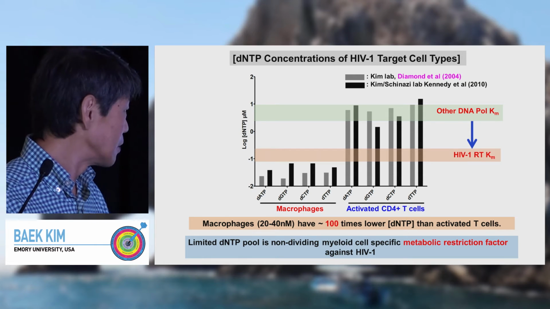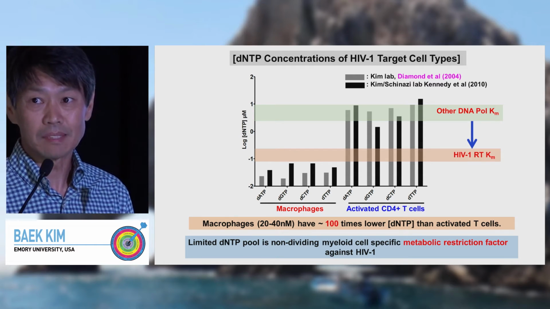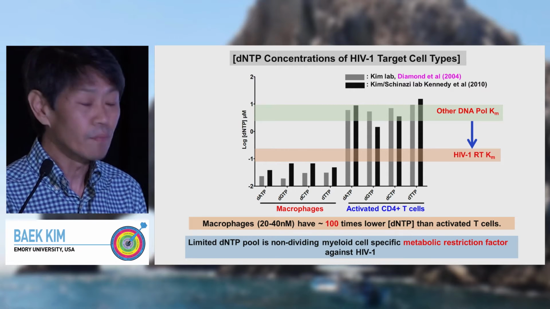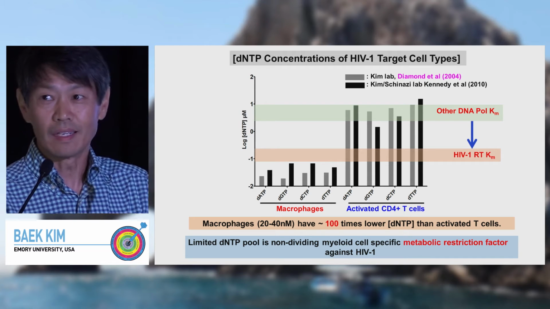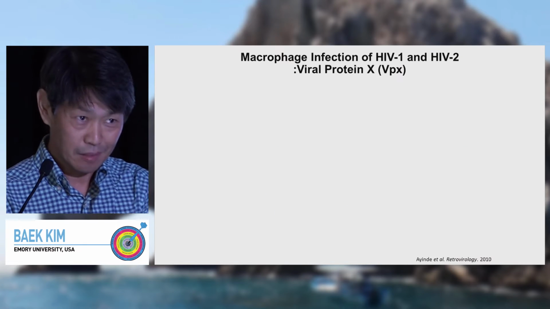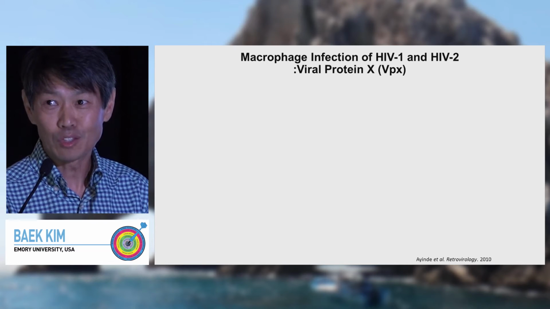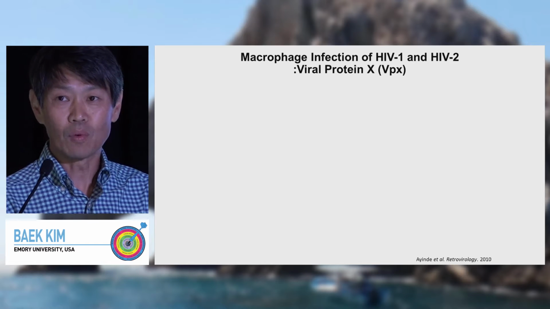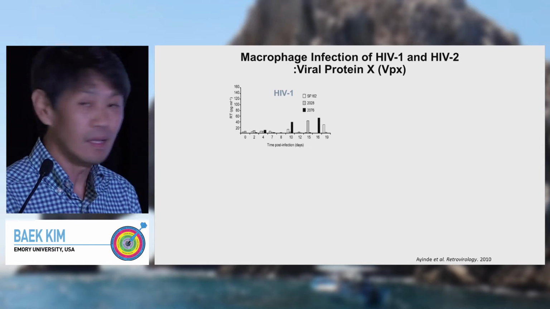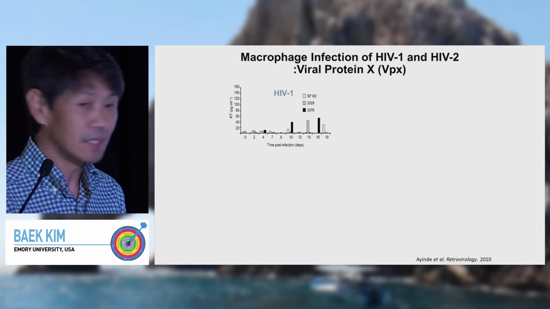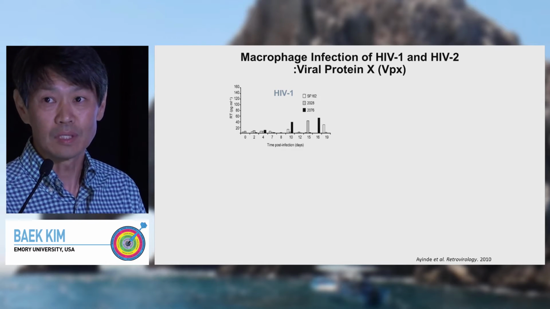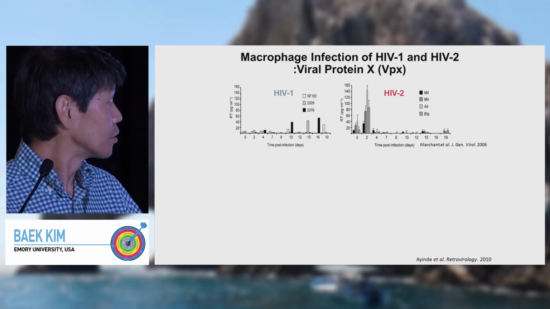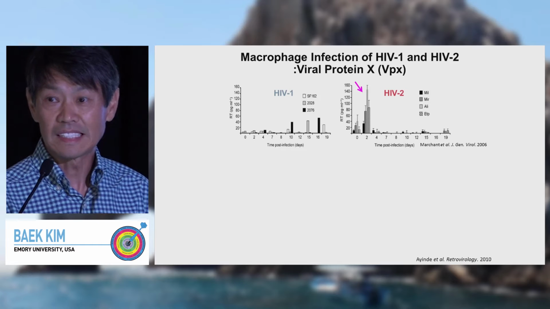So the conclusion is that limited dNTP is a non-dividing, myeloid-specific restriction factor against HIV-1. While we were studying dNTPs and RT kinetics, many groups, like Mario's group, were working on the replication of HIV-1, HIV-2, and SIV in non-dividing cells and macrophages. Like I said, HIV-1 replicates very poorly, very slowly. Its kinetics are very suppressed. But with HIV-2, you see robust replication, almost like in a T cell.